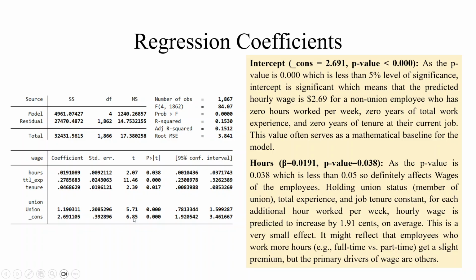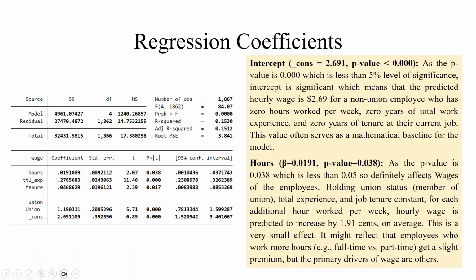Why non-union? Because everything is zero. The hours are zero, total experience is zero, tenure is zero, and not a member of the union. Then only the constant exists. So for a non-union employee who has 0 hours worked per week, 0 years of total work experience, and 0 years of tenure at the current job, this value often serves as a mathematical baseline for the model. This situation cannot exist, but it's a baseline for comparison. Now let's talk about the hours. This one: hours, it is 0.0191, p-value 0.038.